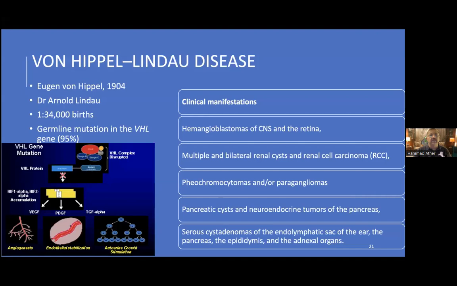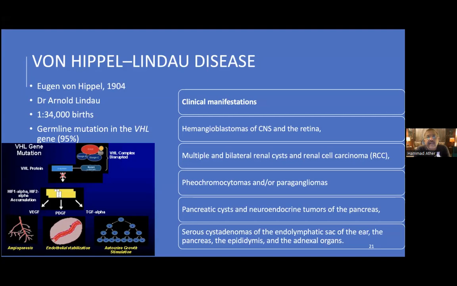Over about 120 years back, a German ophthalmologist, Eugen von Hippel, described the retinal angiomas. And subsequently, Dr. Arnold Lindau, a Swedish pathologist, in autopsy studies, noted hemangioblastomas of the cerebellum. And they described this condition subsequently as von Hippel-Lindau disease. It is seen in 1 in 34,000 births.